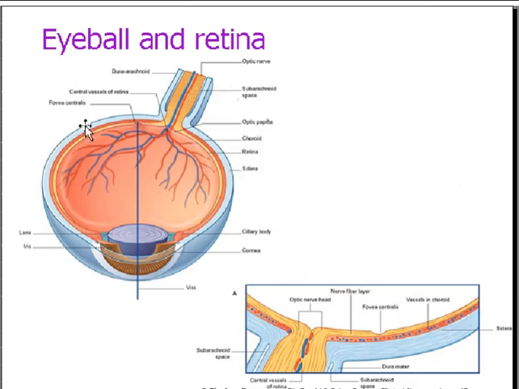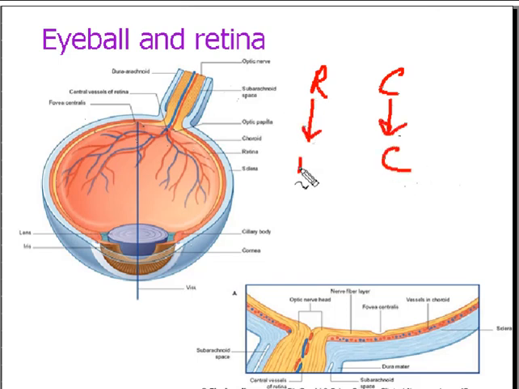So when you're looking at a cut section of the eyeball, the innermost layer is the retina, which is this one. And in the retina, you have photoreceptors present, and the photoreceptors are your rods and cones. Cones are meant for color vision, and rods are meant for vision in dim light.